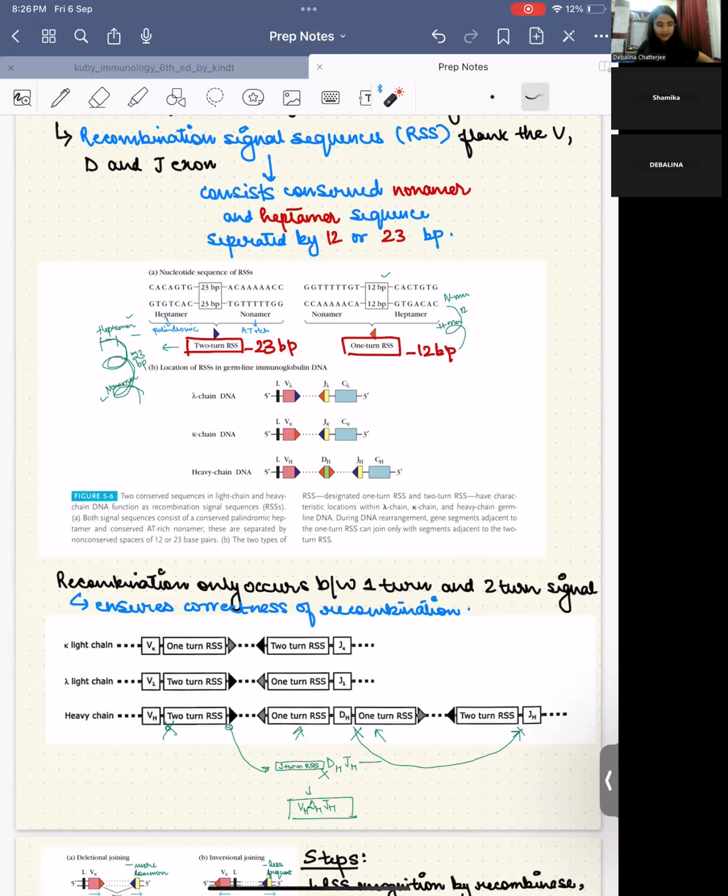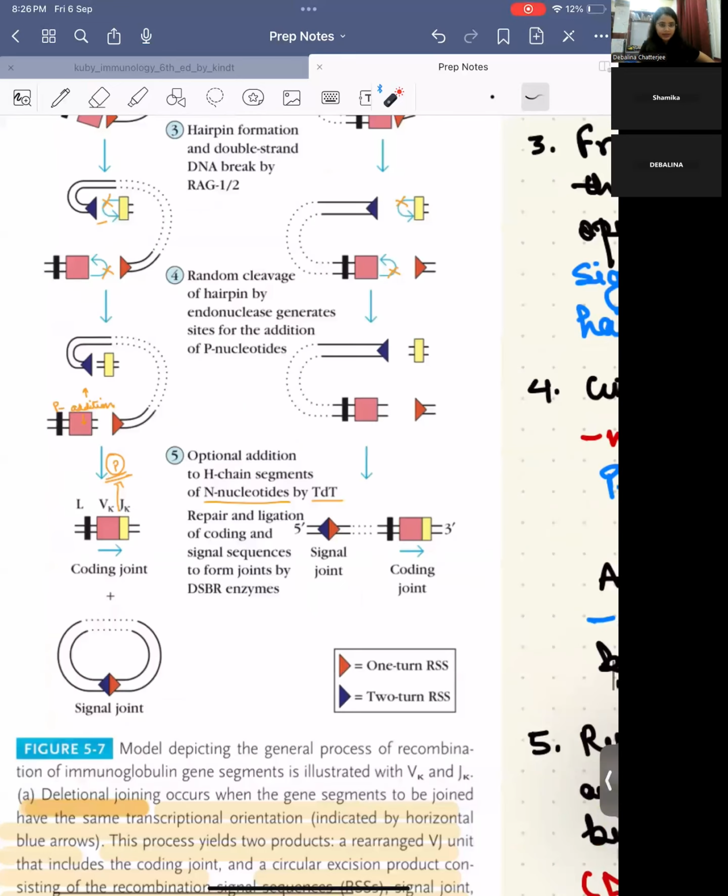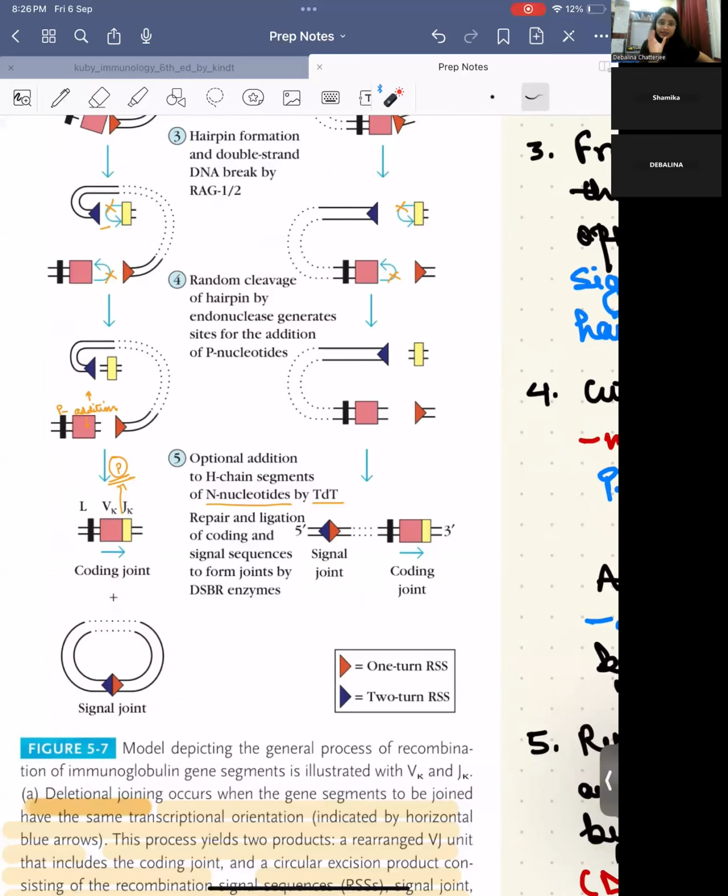We have the coding joints and coding sequences, and as the name suggests, they are going to code for the variable segments of your light chain or heavy chain. But the signal sequences, we also saw, can get entirely spliced off, right? If they are spliced off, their purpose is over. But if you remember, we also have something called this L here. This is the leader.